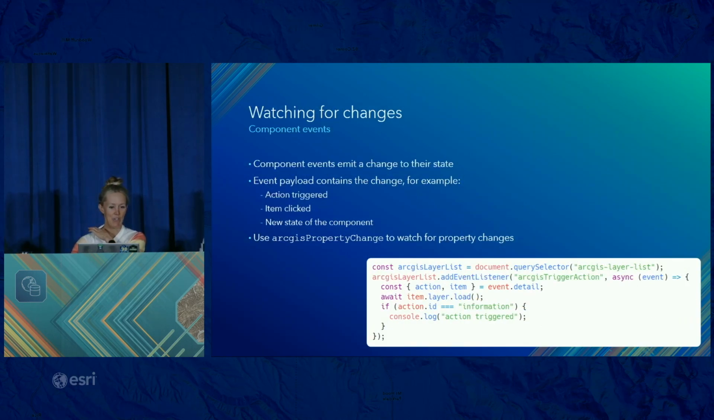In my demo, I showed how you can watch for changes. So all of the components have events, custom events that correspond to user interaction. There's other events that have to do with state. And then if you want to watch for properties, again, you'll want to use that ArcGIS property change event and specify the property that you're interested in and whatever value you're looking for, or whatever logic you're wanting to do.